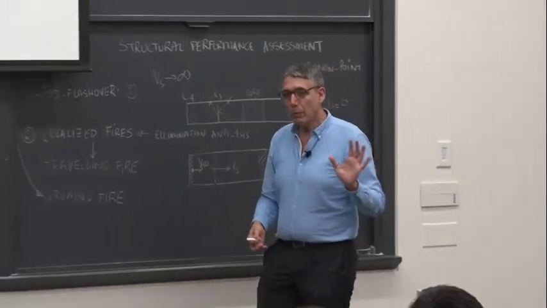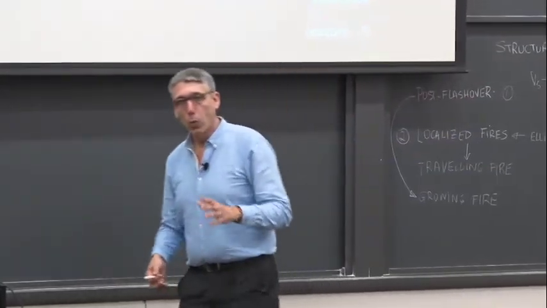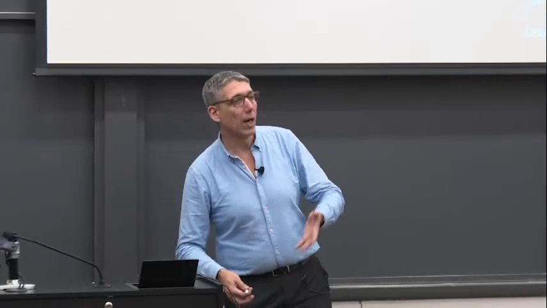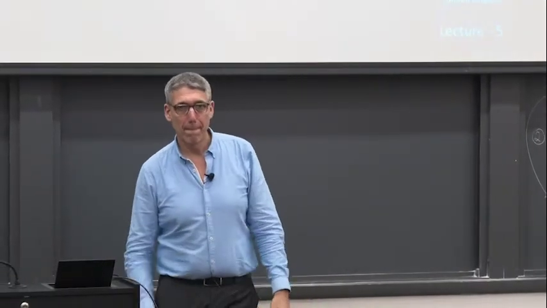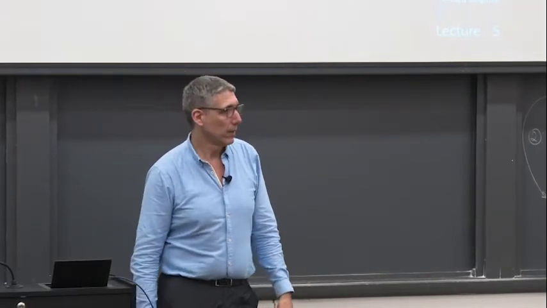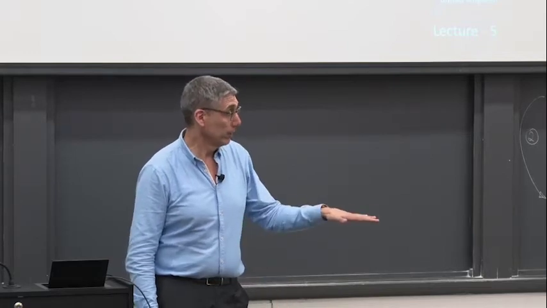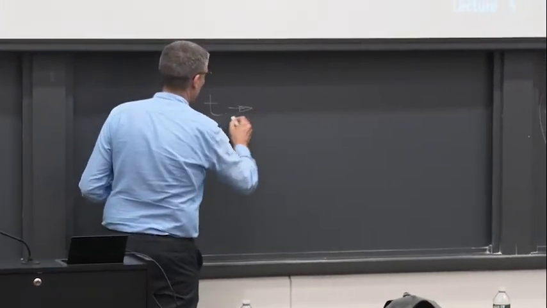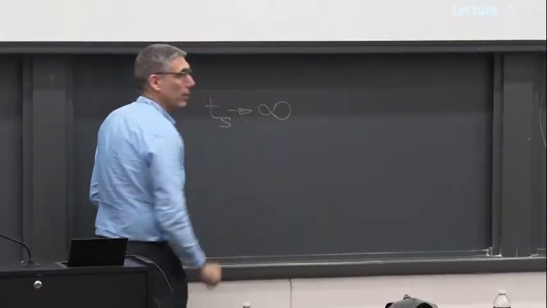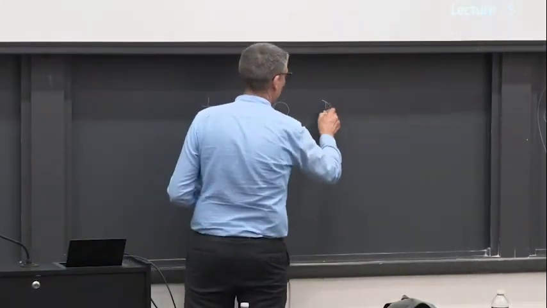Now, then we need to think of what are the objectives. So what would be the objective if you are designing a very tall building? At all. Is that okay? So in other words, the objective is pretty straightforward. TS tends to infinity. Is that clear? This is what is called design for burnout.